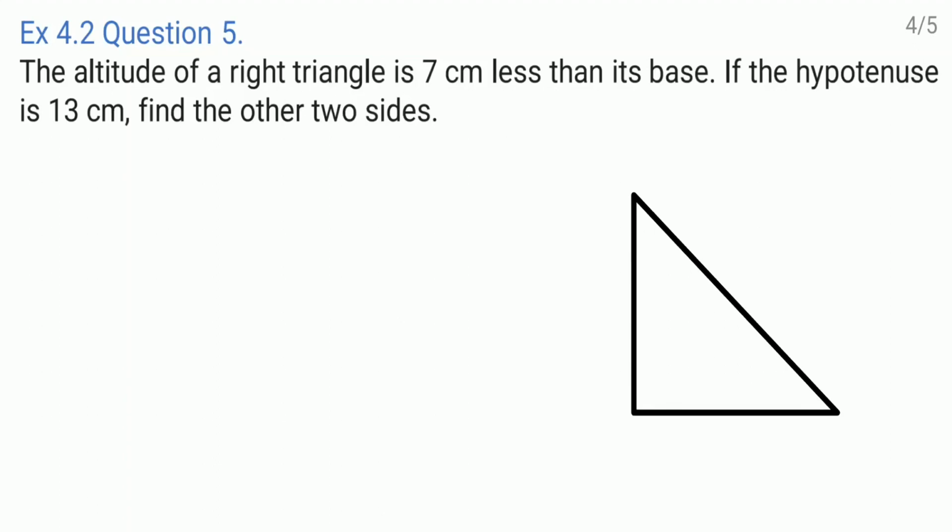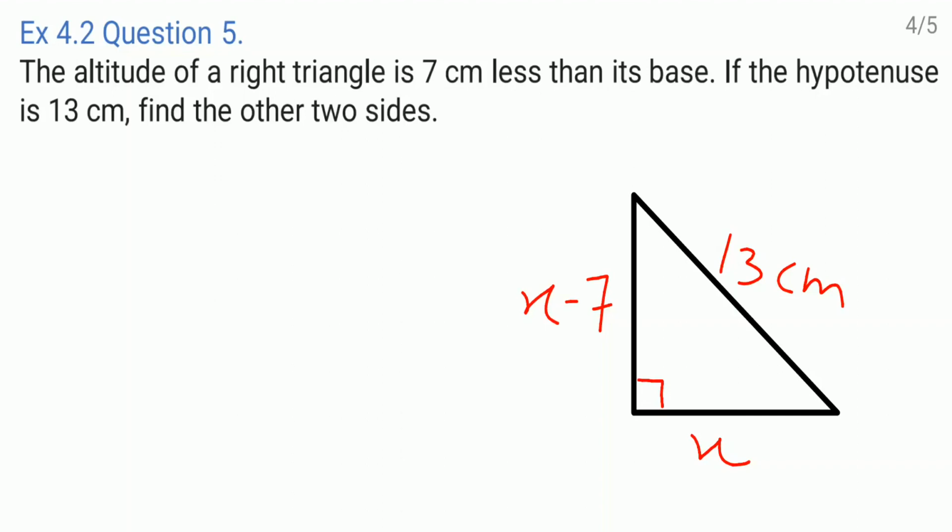We don't know the base. So let us consider this is the base, which is x, and altitude is less than it by 7 centimeter. So x minus 7 centimeter is the altitude. If the hypotenuse is 13 centimeter, this hypotenuse is 13 centimeter, find the other two sides. Okay. So we'll find out these altitude and base.